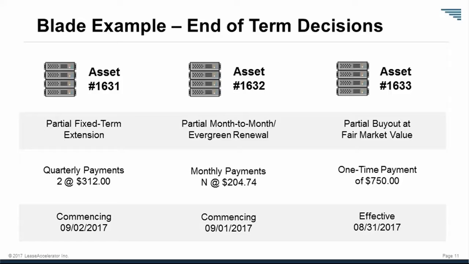And server 1632 simply continued on monthly evergreen. Its rental was $204.74, which is the same rental that was associated with the other 2 assets during the regular term. So you would expect to see 3 times that amount, or $614, throughout the life of the original term lease as the payment for the entire lease contract. And server 1633 was bought out at the end of the lease for $750, effective August 31st. So just try to remember some of these numbers as we move forward into the following slides.